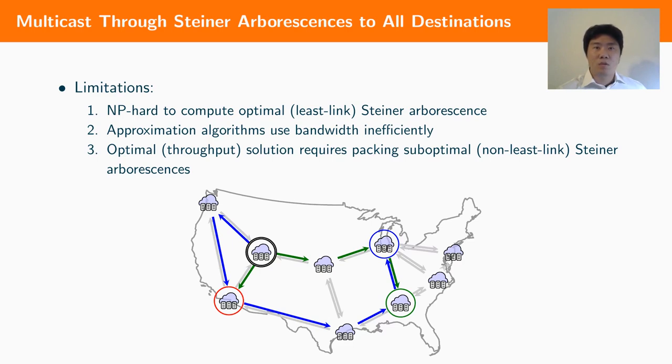Although Steiner arborescences avoid duplicate transmission, it is NP-hard to find an optimal or least link solution. In practice, we rely on approximation algorithms to compute suboptimal Steiner arborescences, which could use the bandwidth inefficiently. On the other hand, to achieve optimal multicast throughput, we need to pack multiple Steiner arborescences, and the optimal throughput solution might consist of multiple suboptimal Steiner arborescences. Here we show a manually computed optimal non-coded solution, which consists of two disjoint Steiner arborescences, an optimal least link one, and a suboptimal one. Packing the right set of Steiner arborescences that yields the optimal multicast throughput is highly non-trivial, if not NP-hard.